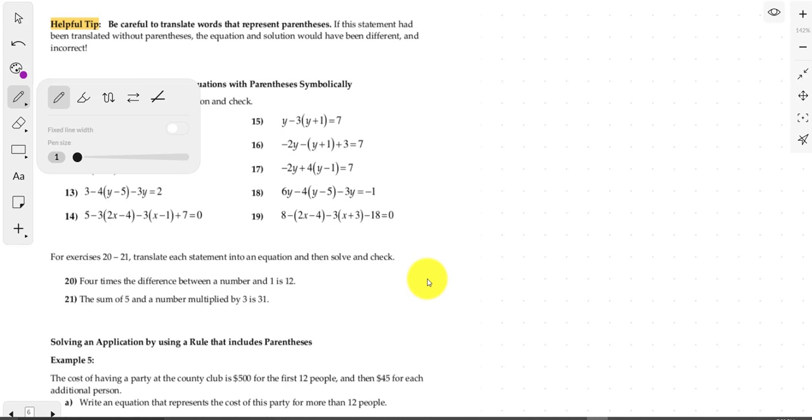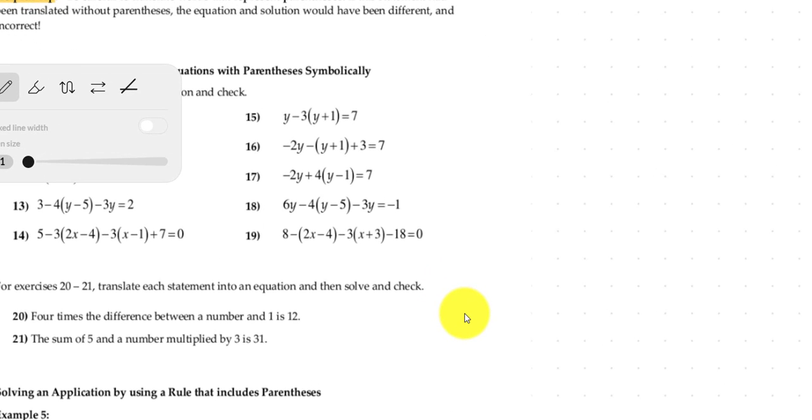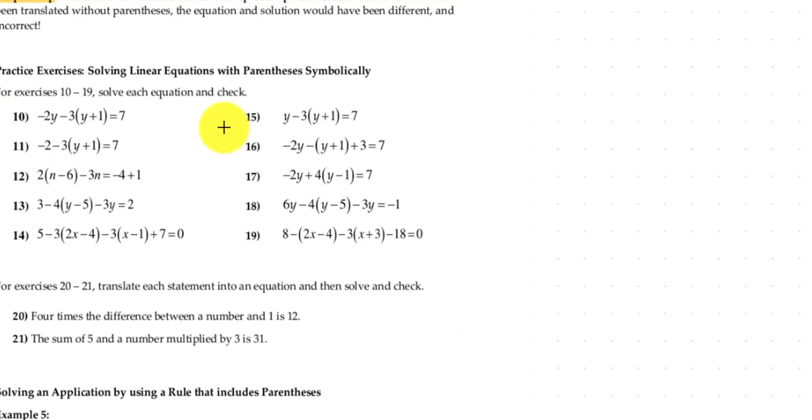Hello class, in this final video for section 2.2, I'm going to solve a couple of problems for us. In the last video, I believe I solved question 15, so I'd like to work on a few of the other problems. And again, remember, the answers to all of these can be found in the back of the book. So let's look at number 10.